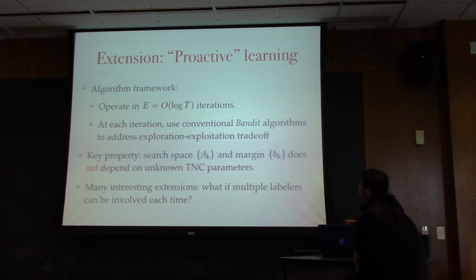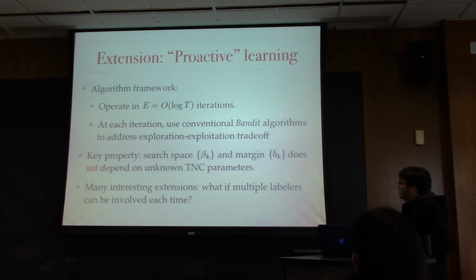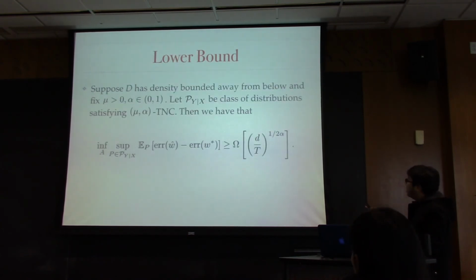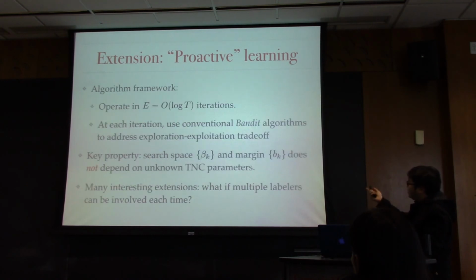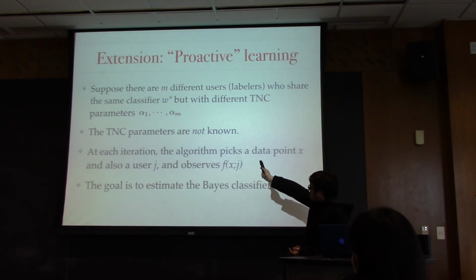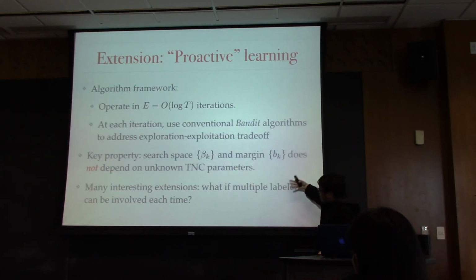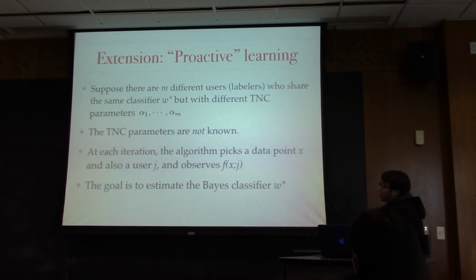One key property that our noise-tolerant algorithm can be used for is that both the search space parameter beta k and the margin b k do not depend on the unknown TNC parameters. So I can just run this algorithm in log T iterations, and at each time I can just set beta k and b k in an agnostic way. I do not need to know what is the best parameter among these m users. I even do not need to know which user is the best. As long as I run this algorithm, I can automatically get my error bound that depends on the true parameter alpha here.